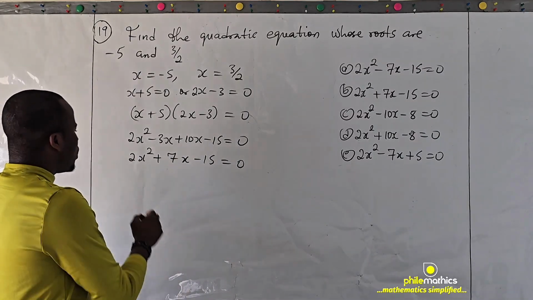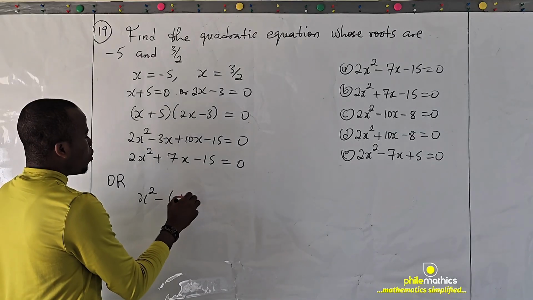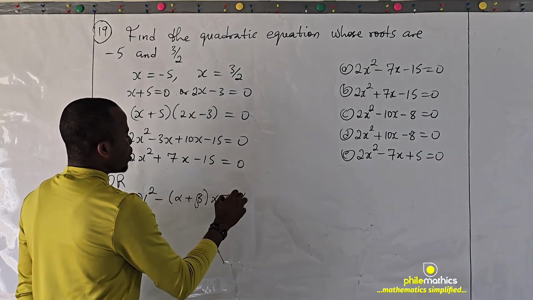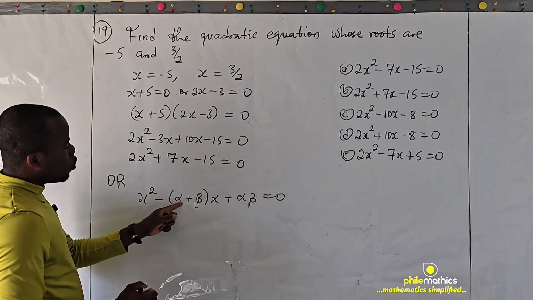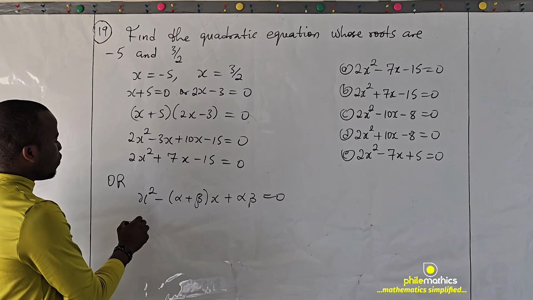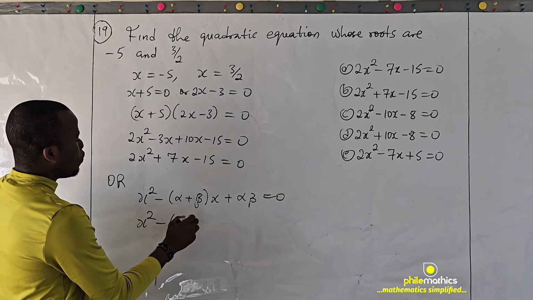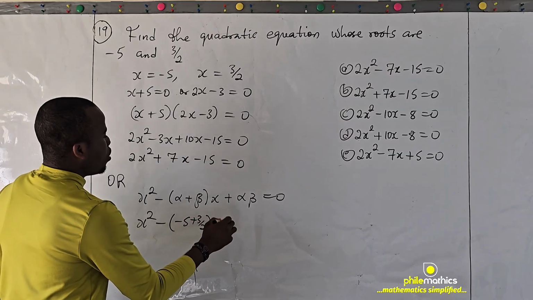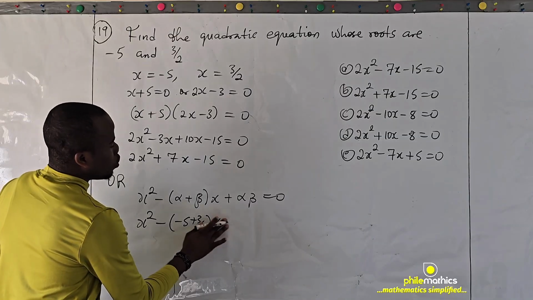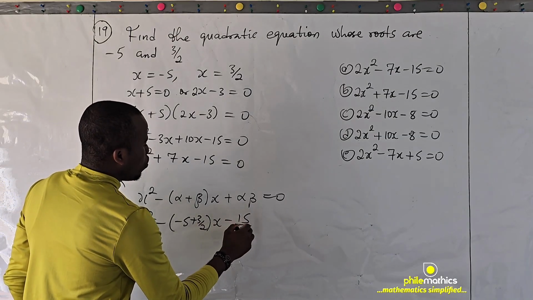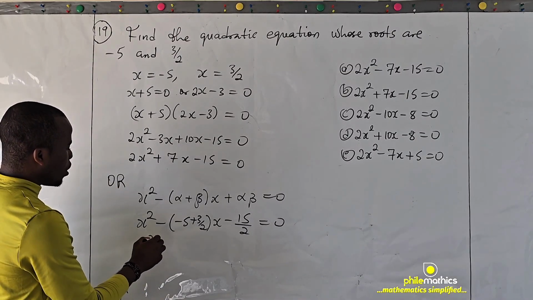The other way is using the formula, x squared minus (alpha plus beta)x plus alpha beta equals 0, where alpha and beta are the roots. And so this is just summing it. So we have x squared minus (-5 plus 3/2)x, and this is just multiplying this, and this is minus 15/2 equals 0. So if I add this, I'll have x squared.